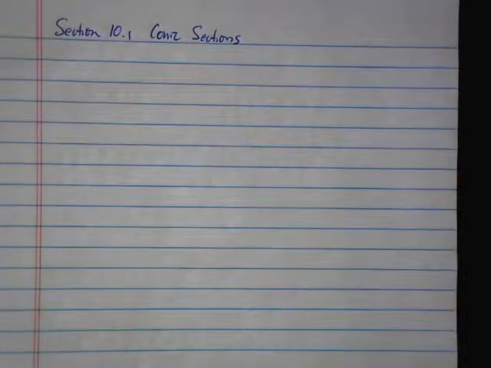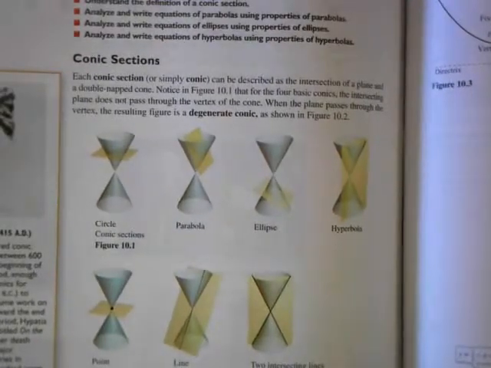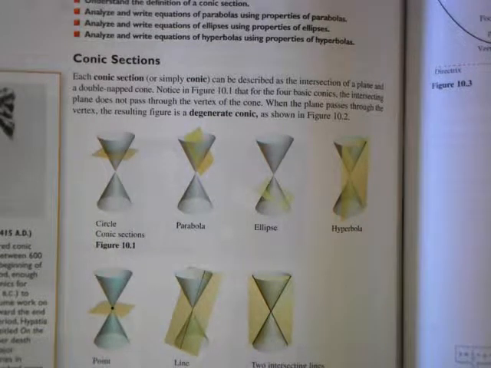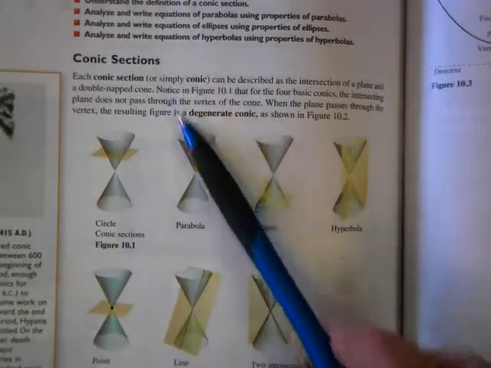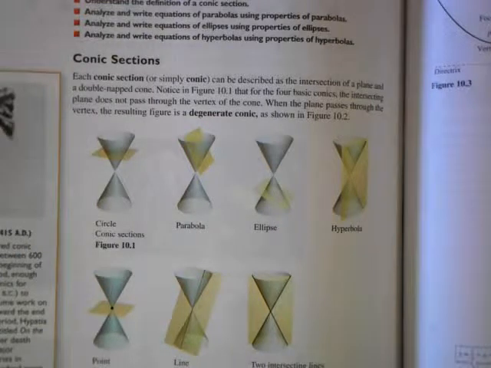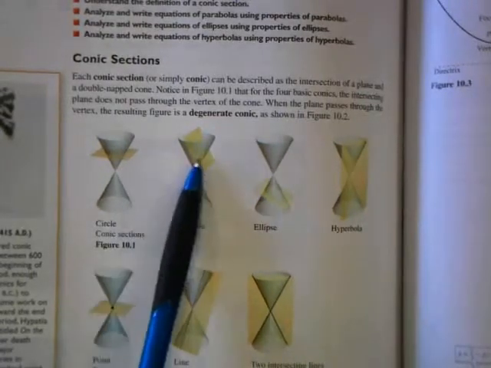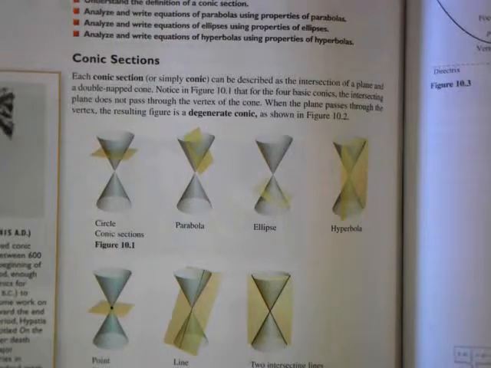Well, there's some pretty pictures in your book here. What happens when you take a cone and you cut it straight across? You get a circle, so that's called a conic section. How about if you take a cone and you cut it at a diagonal? Well, it depends on how steep your diagonal is. If your diagonal is steeper than the steepness of the cone, you get a parabola. If your diagonal is less than the steepness of a cone, then you get an ellipse.